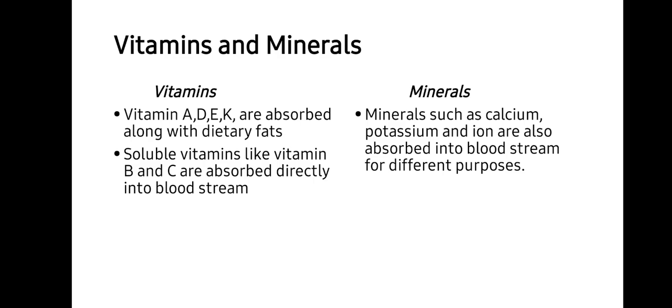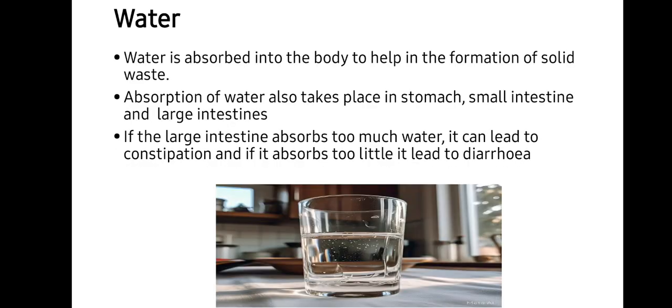Vitamins and minerals. Vitamins A, D, E, K are absorbed along with dietary fats. Water-soluble vitamins like vitamin B and C are absorbed directly into the bloodstream. Minerals such as calcium, potassium, and iron are also absorbed into the bloodstream for different purposes.